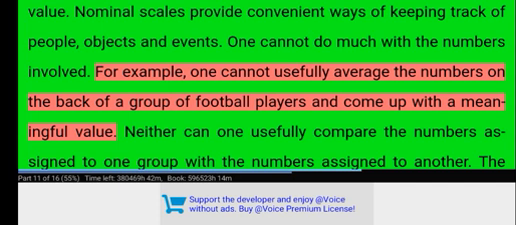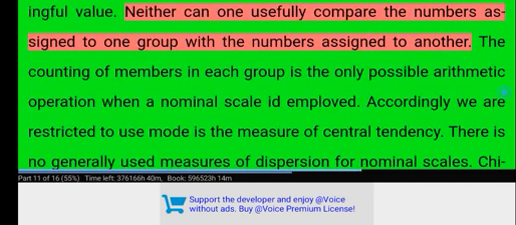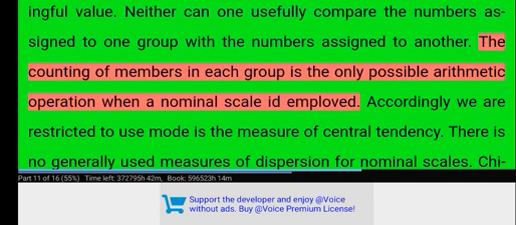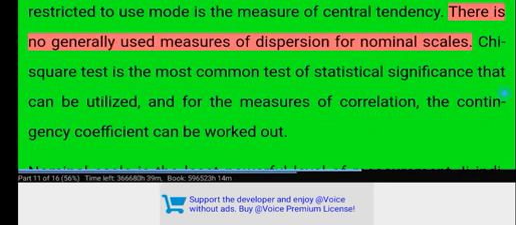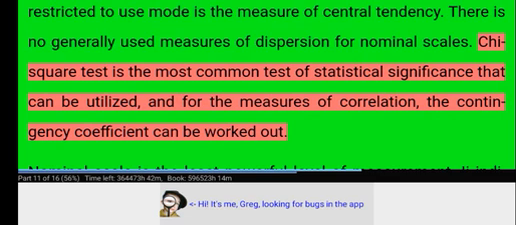For example, one cannot usefully average the numbers on the back of a group of football players and come up with a meaningful value. Neither can one usefully compare the numbers assigned to one group with the numbers assigned to another. The counting of members in each group is the only possible arithmetic operation when a nominal scale is employed. Accordingly, we are restricted to use mode as the measure of central tendency. There are no generally used measures of dispersion for nominal scales. Chi-square test is the most common test of statistical significance that can be utilized, and for the measures of correlation, the contingency coefficient can be worked out.